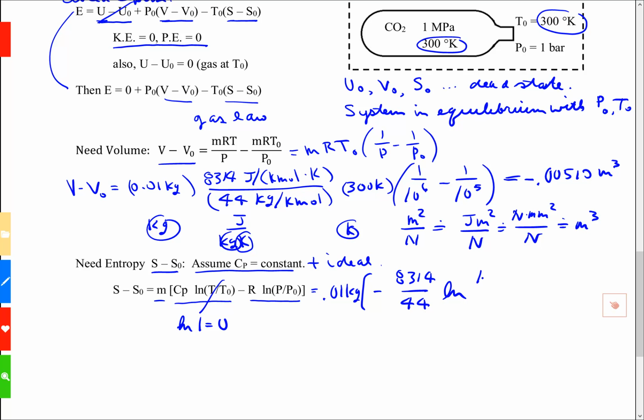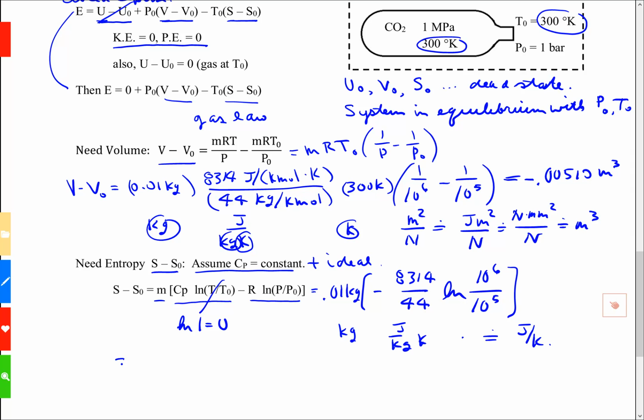The system pressure is 10 to the 6th, and the surrounding pressure is 10 to the 5th. And let's look at the units. We've got kilograms. We've got joules per kilogram per Kelvin, and this one has no units, so the units are just joules per Kelvin.